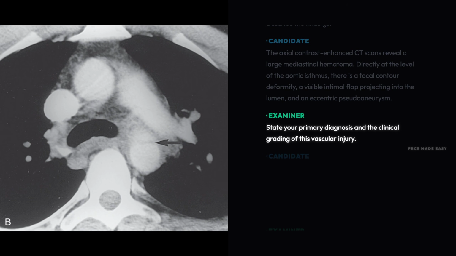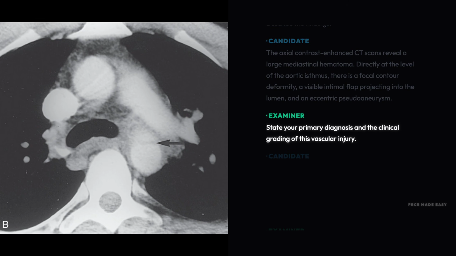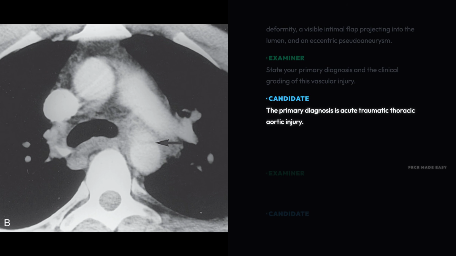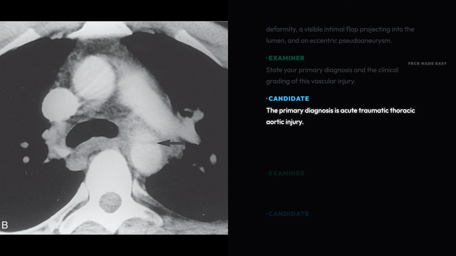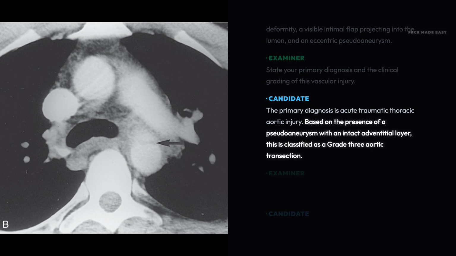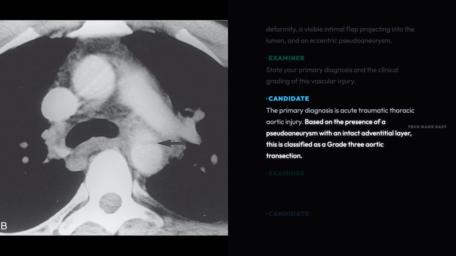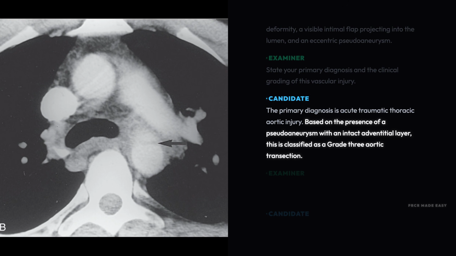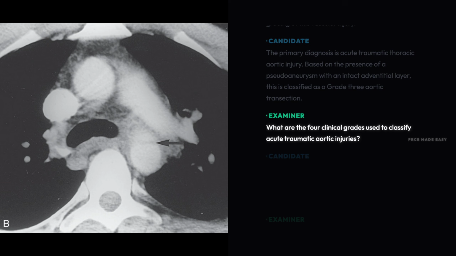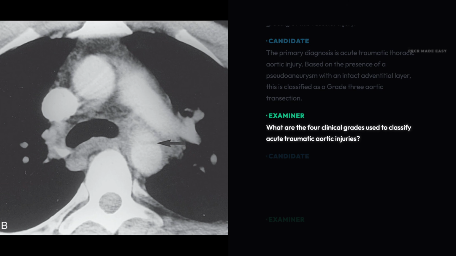State your primary diagnosis and the clinical grading of this vascular injury. The primary diagnosis is acute traumatic thoracic aortic injury. Based on the presence of a pseudoaneurysm with an intact adventitial layer, this is classified as a grade 3 aortic transection. What are the 4 clinical grades used to classify acute traumatic aortic injuries?